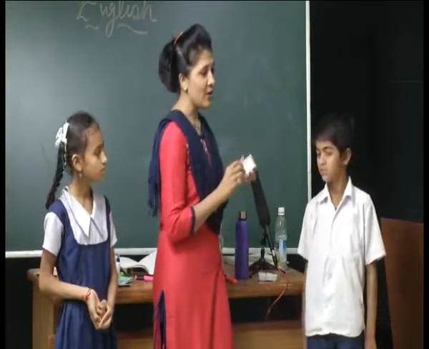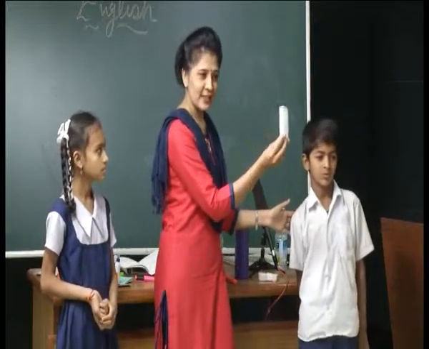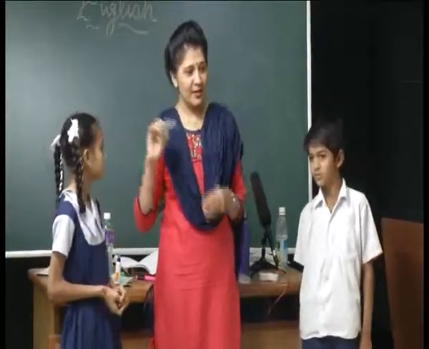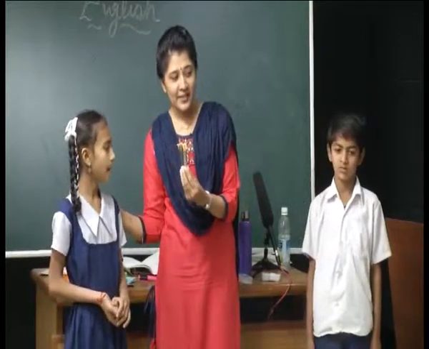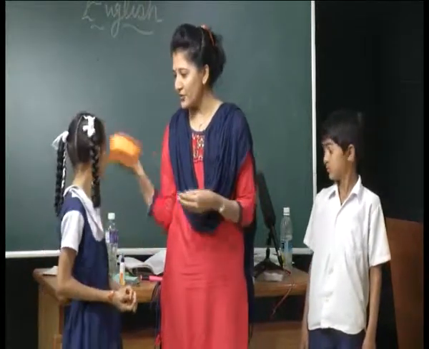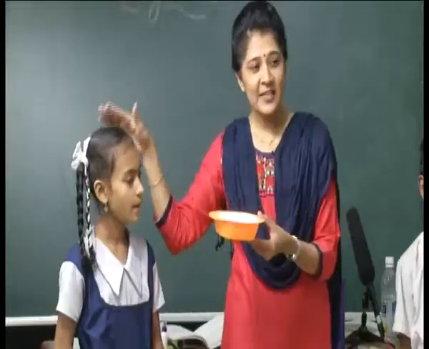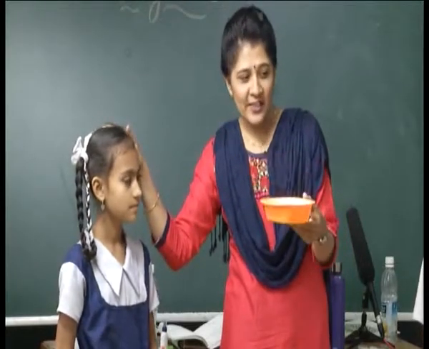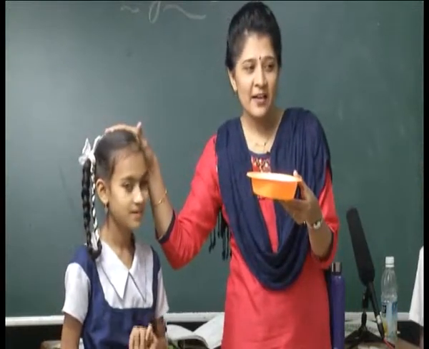Akash has a small box. Now tell me, this is his box. And Akanksha has a stapler. This is a stapler. This is her stapler. Okay. Now Akanksha, what do you have? This is a bowl. Very good. This is a bowl, and whose bowl is this? This is her bowl.